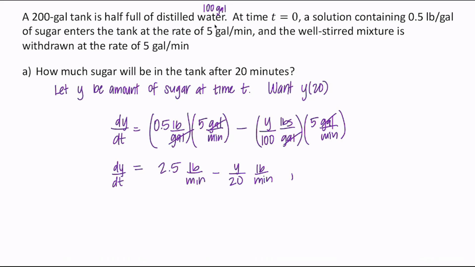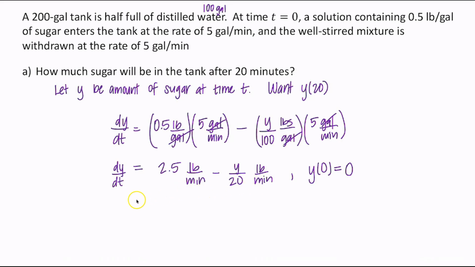And then my initial condition, how much sugar is there to begin with? Y of 0. Well, this is filled with just distilled water, and distilled water doesn't have any sugar in it to begin with. So Y of 0 is equal to 0.